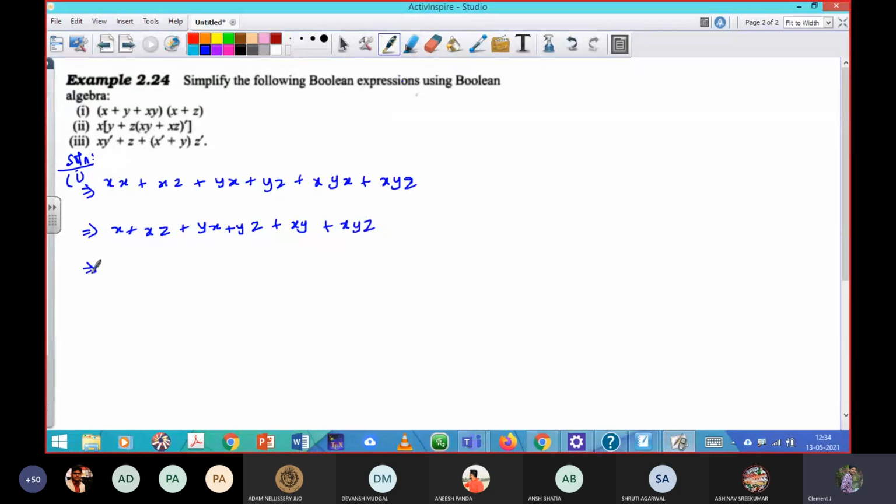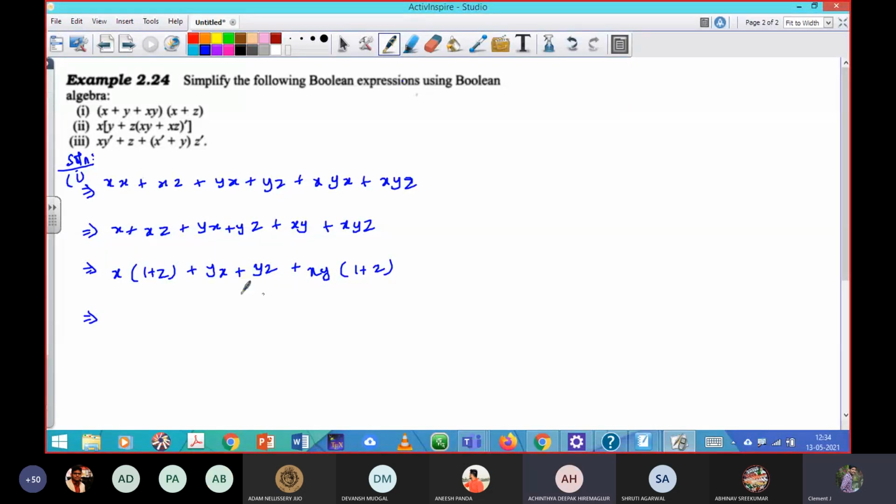After this term, I can take x common from the first two terms. So the remaining will be 1 plus z. Next, from this, yx plus yz plus, from this I can take xy common. So remaining will be yz. Have you understood up to this step? Is it clear? Yes, sir.